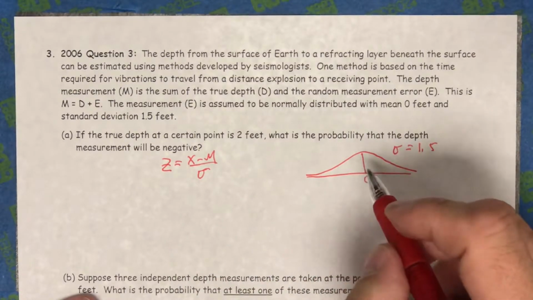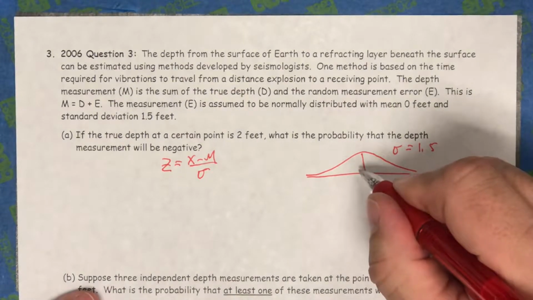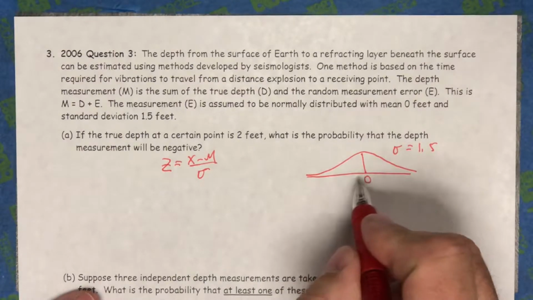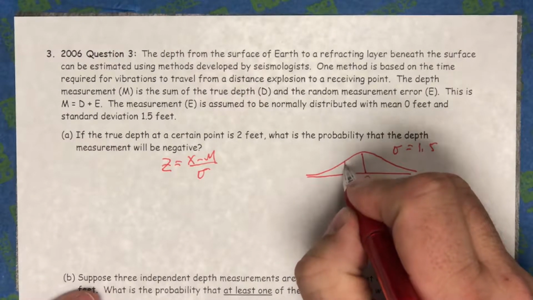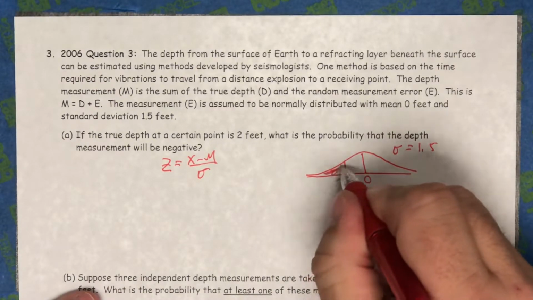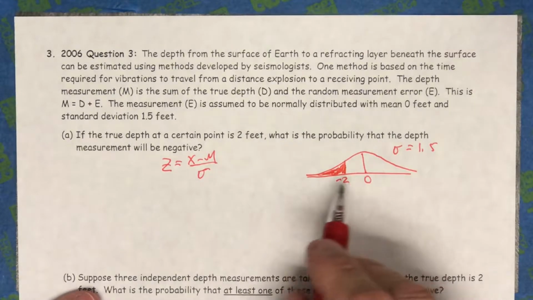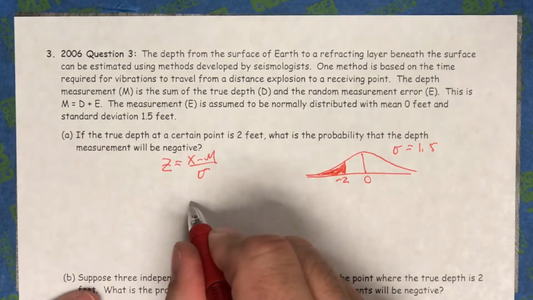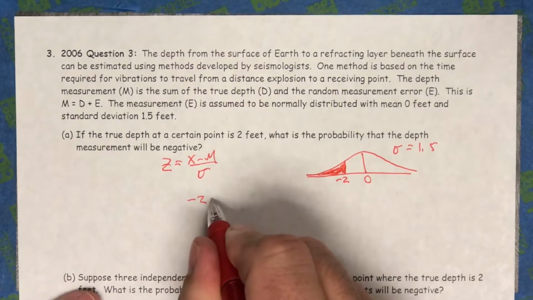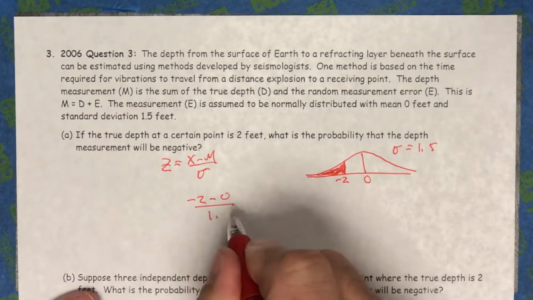Now, they tell me I have a depth of 2 feet, and it needs to be negative. Well, to be negative, I have to go this way, which means below 0. So this means I have to be 2 feet below 0. And so they're looking for this area right here. So if I do that, this becomes -2 minus 0 over 1.5.